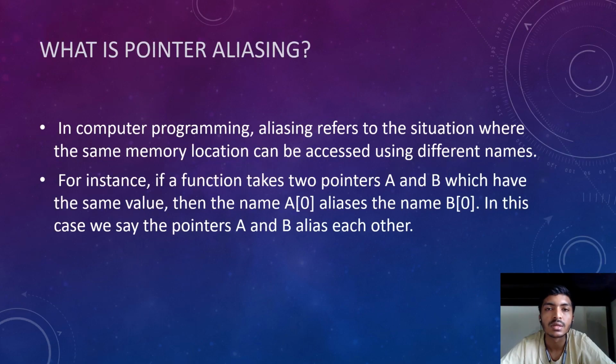The first slide is about what is pointer aliasing. Pointer aliasing is a situation where the same memory is accessed using two different names. For example, if I take two pointers A and B, then the name *A aliases the name *B. This would mean that A and B are aliasing each other.